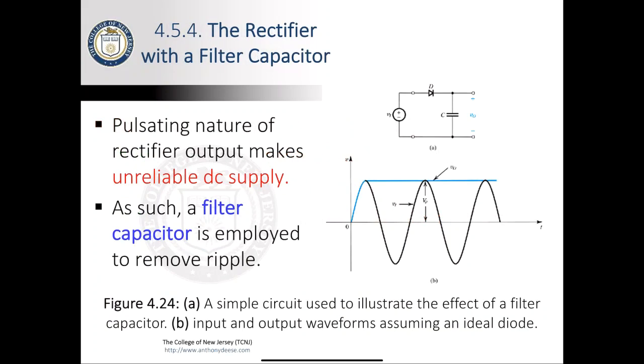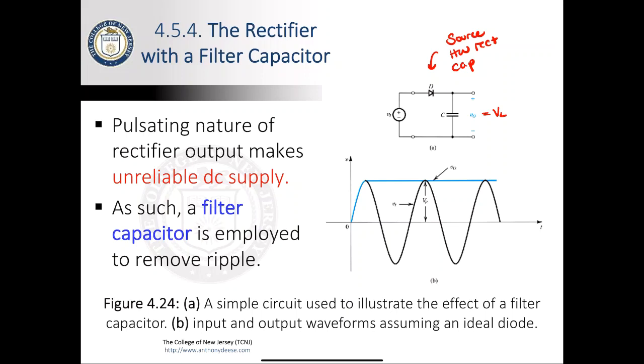Okay, so the next topic that we're going to discuss is how a filter capacitor can be used along with the rectifier. Now, this is a topic that's going to take several different versions. But let's start off by looking at the simplest version, which is shown here. It's the source, half-wave rectifier, and then a simple capacitor serving as the filter. And then this is the load voltage here.